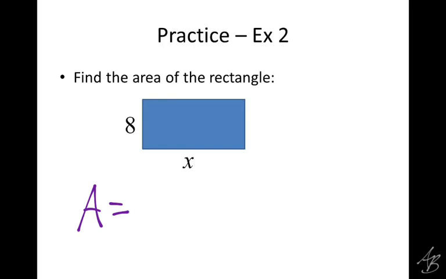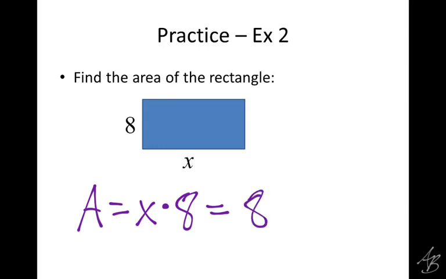We're still going to do base times height here. So the base is x and the height is 8. So it's going to be 8 times x. And what is 8 times x? How do we write that? Actually, here, let me do this. I'm going to do the base first. So the base is x, the height is 8. So what is x times 8? What's the proper way to write that? Should I write x8 or 8x?